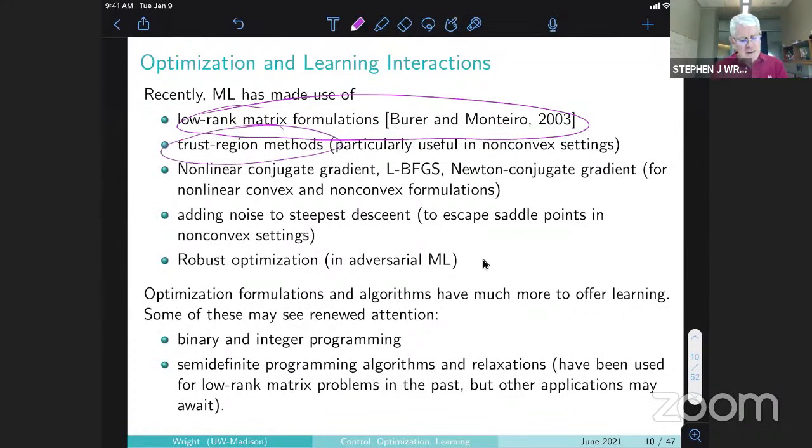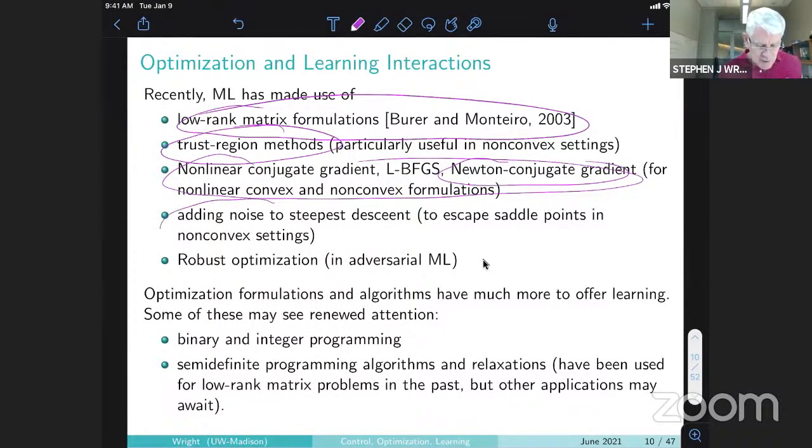Also, maybe about 7 years ago, people in learning discovered trust region methods. I'm currently revising the chapter in my book with Nocedal on that topic because it's turned out to be interesting again, particularly in non-convex settings. People have been interested in nonlinear conjugate gradient, Newton conjugate gradient. I've worked a lot recently on Newton conjugate gradient.